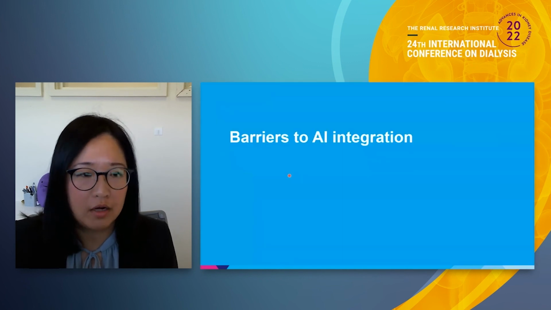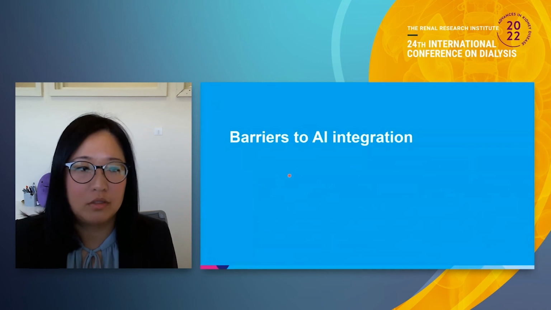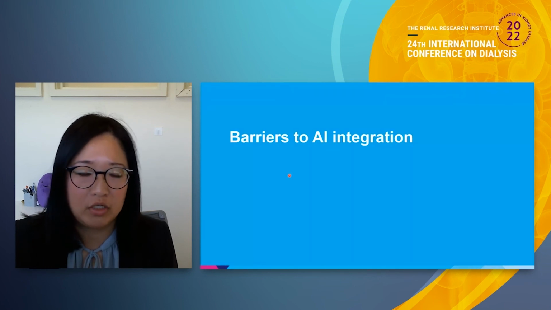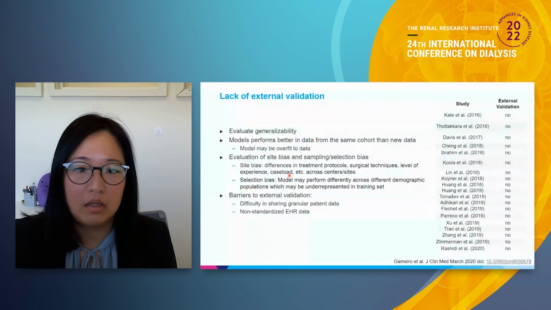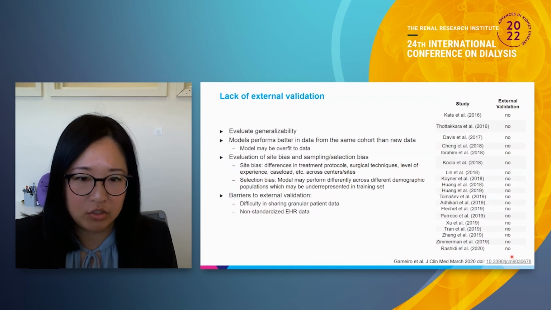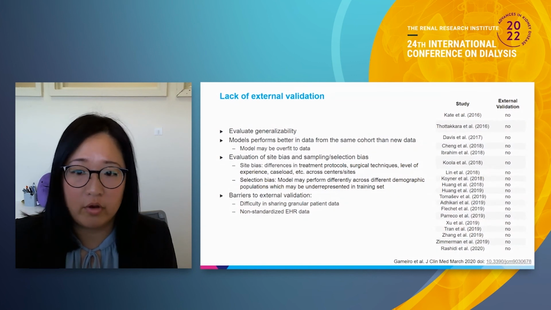So we're going to end our talk today with a discussion on potential different barriers to AI integration into clinical care. One of the most common issues with our published models is that they lack external validation. Here on the right is a table of several AKI prediction models, and unfortunately, none of them had any external validation. This is an important point because without external validation, we cannot know if the model will generalize to other patient populations. We know that models perform better in data that is from the same cohort or similar to the original cohort than new data.